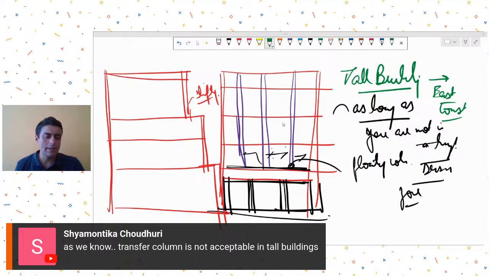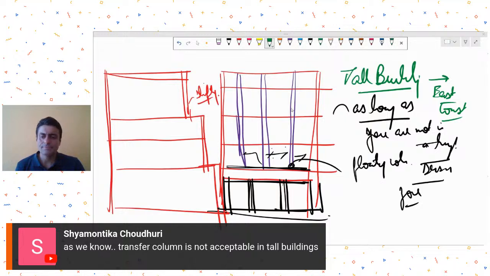Even the UAE, that is the Gulf region, is not a seismically active zone. At least the parts of UAE and parts of Saudi Arabia where these super tall buildings are being constructed are not seismically active. So as long as your location is not seismically active, I would say floating columns, shifting columns, and transfer girders can be provided.